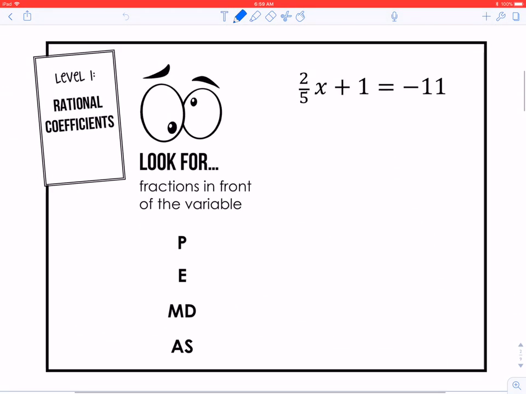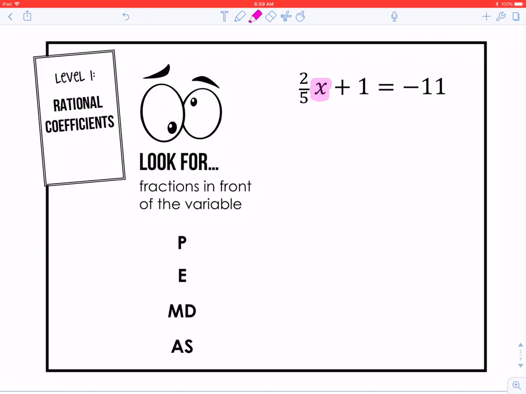So open that flap, and we should see exactly what we're looking for to identify this type of situation. We're looking for fractions in front of the variable. So in this example, it would be my 2/5. Now we know before we solve, we've got to first identify the operations that we see. And so as I look at my equation, I'm hunting for my variable x. And in this equation, I only have 1.